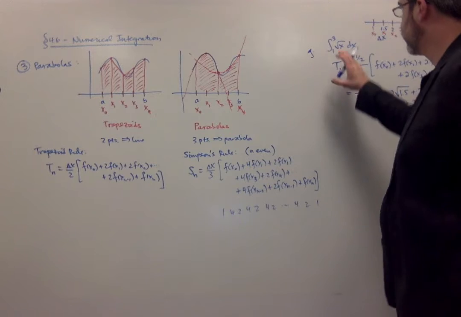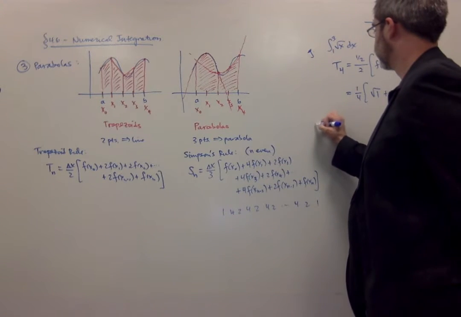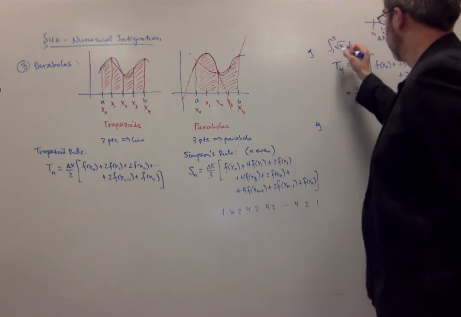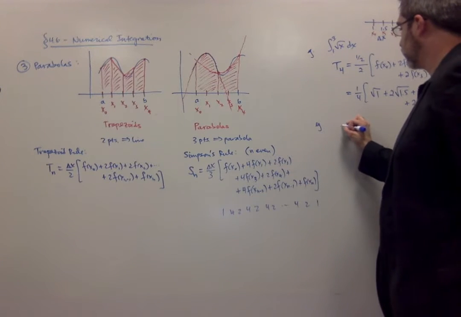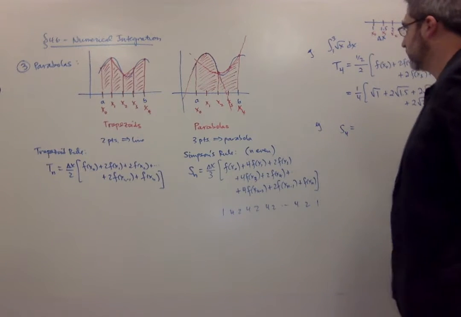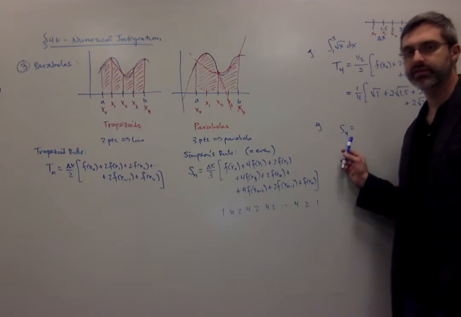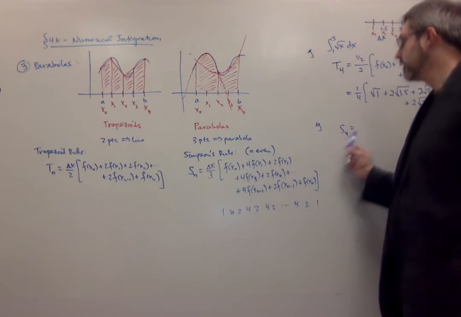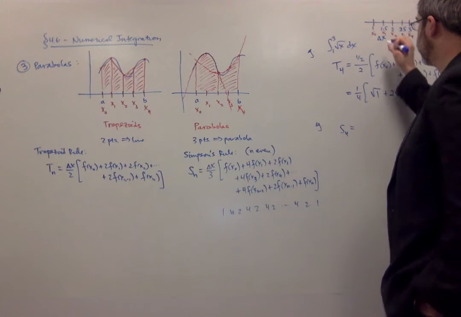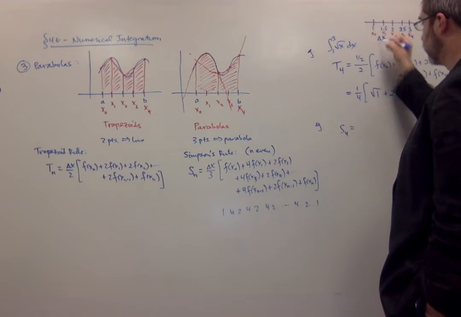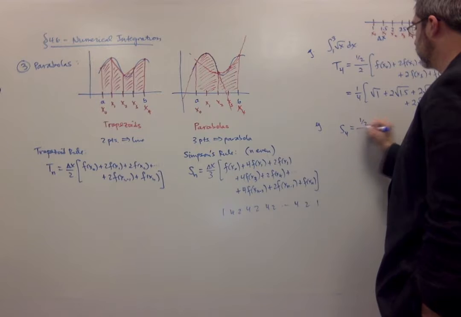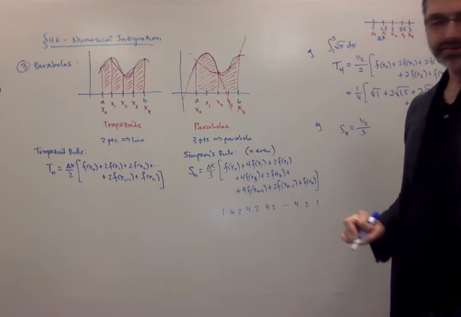So maybe as an example with this same integral, if I ask you what is the approximation using Simpson's rule with 4, notice I had to do this with 4. I couldn't have done this with 3. What you're going to do is you're going to take your delta x here, or delta x before is 1/2, so it's still going to be 1/2. But we're going to divide by 3.